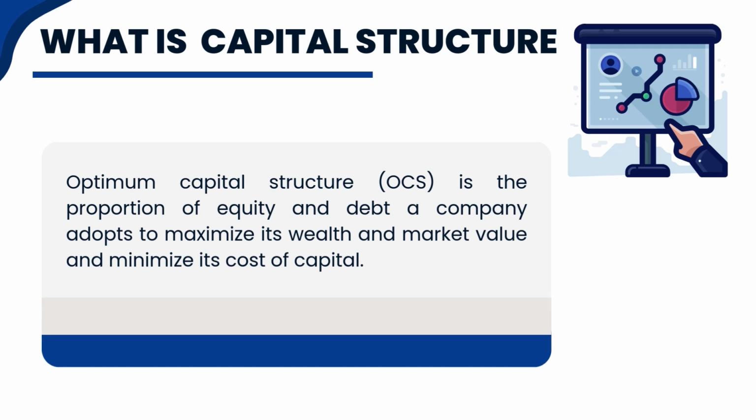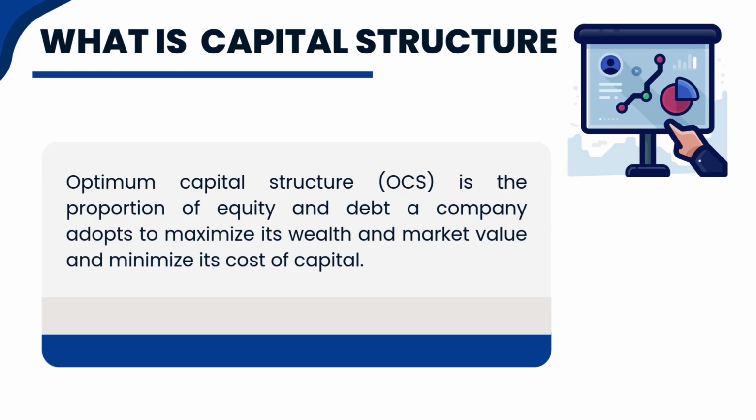is the capital structure. What is the optimum capital structure or OCS? It is the proportion of equity and debt a company adopts to maximize its wealth and market value and minimize its cost of capital. Thus, it is calibrated to balance the company's worth and its cost. So, in simple words, optimal capital structure is figuring out the perfect mix to make a company the best it can be.